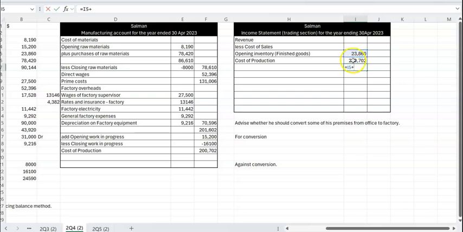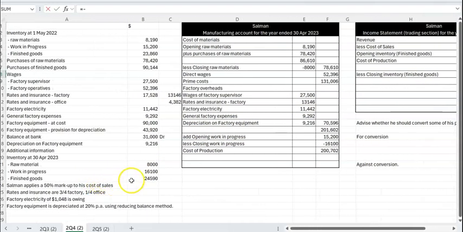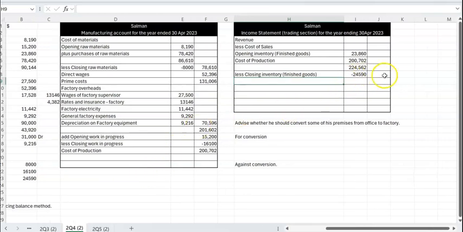So this is the amount of inventory we had available to sell, and then remember we're going to minus our closing inventory of finished goods. And this is our cost of sales, or cost of goods sold. That one. Right, now to get the revenue, we're going to add a markup of 50%.